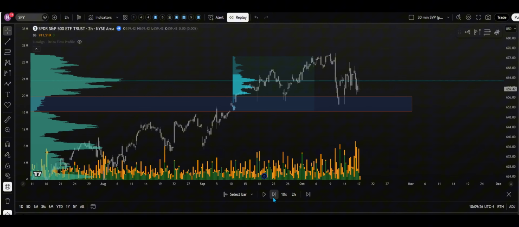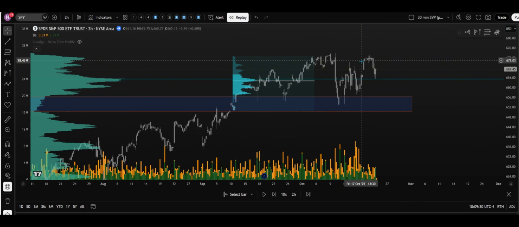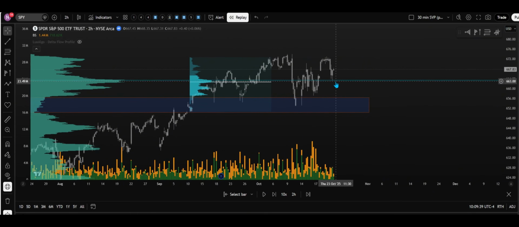Again, up here we reclaim this range, and then price pulls back down to this line, which is again our long-term point of control. Using it as support right now, and then it discovers higher.